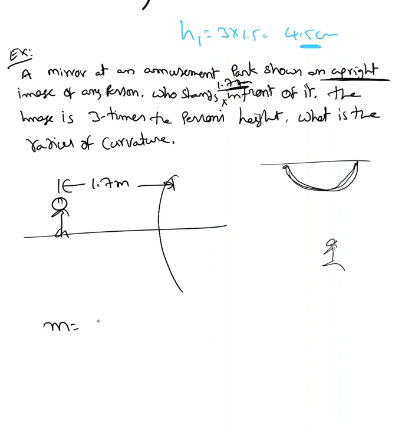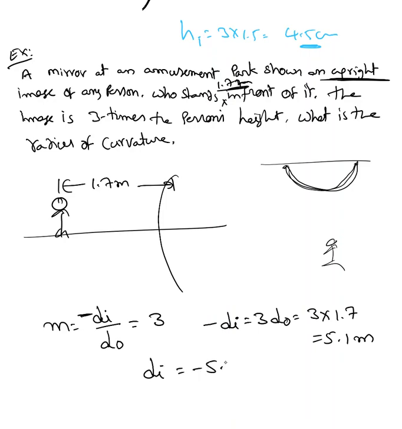So m equals the distance of the image over the distance of the object. And it's an upright image, so it's minus, basically. Can I say that value is 3? So can I say minus the distance of the image must be 3 times the distance of the object? So 3 times 1.7 will end up with 5.1 meters. So the distance of the image is negative 5.1 meters.